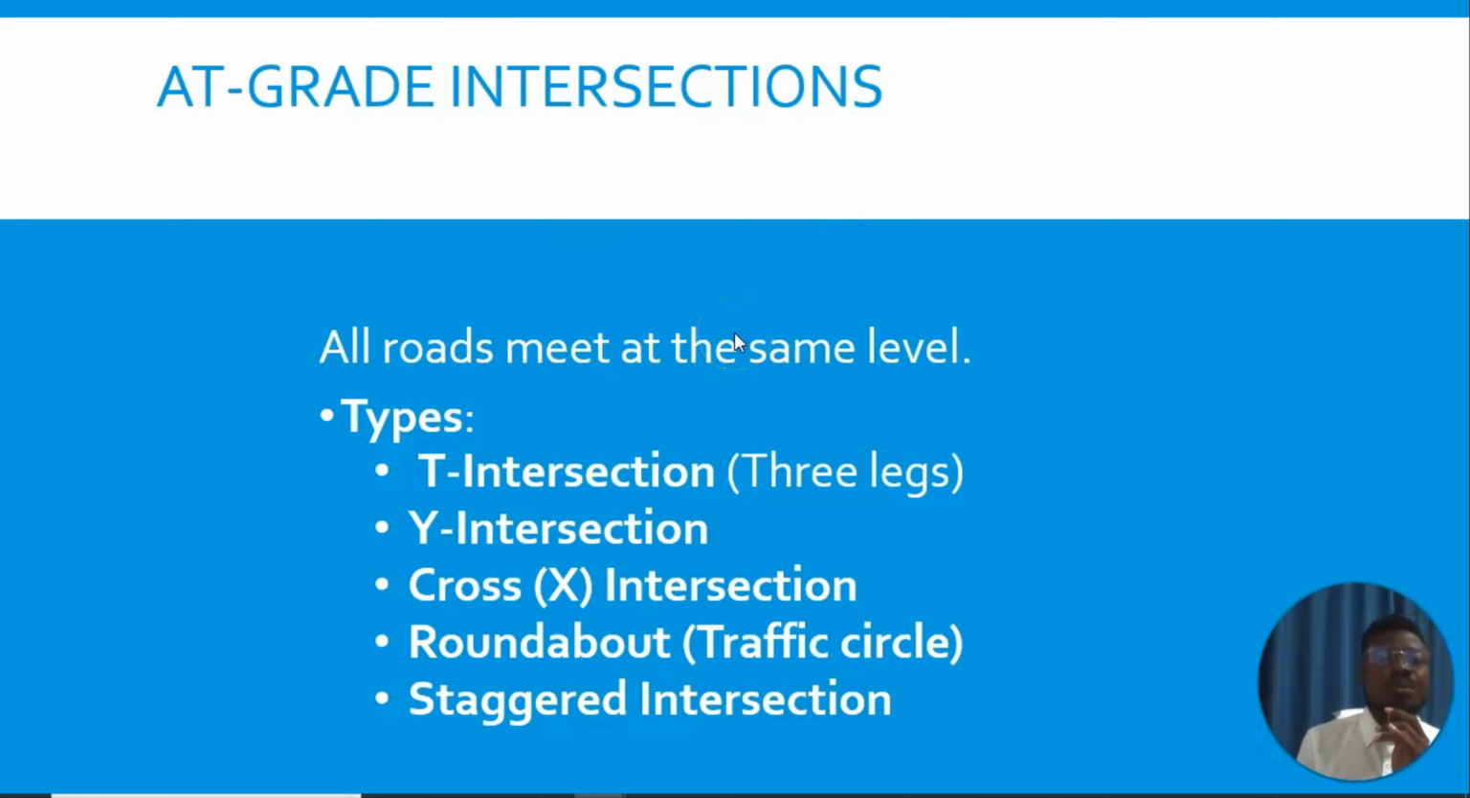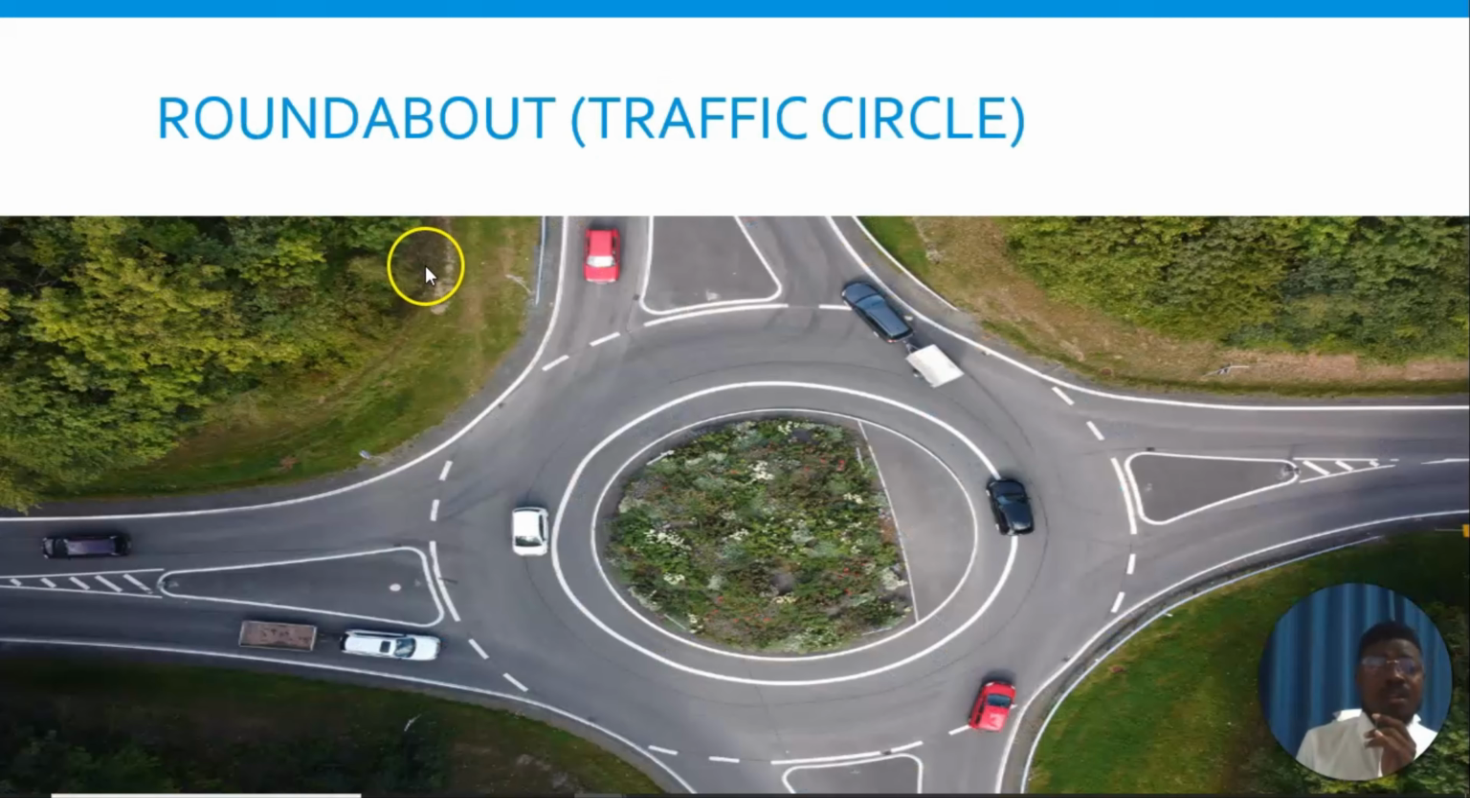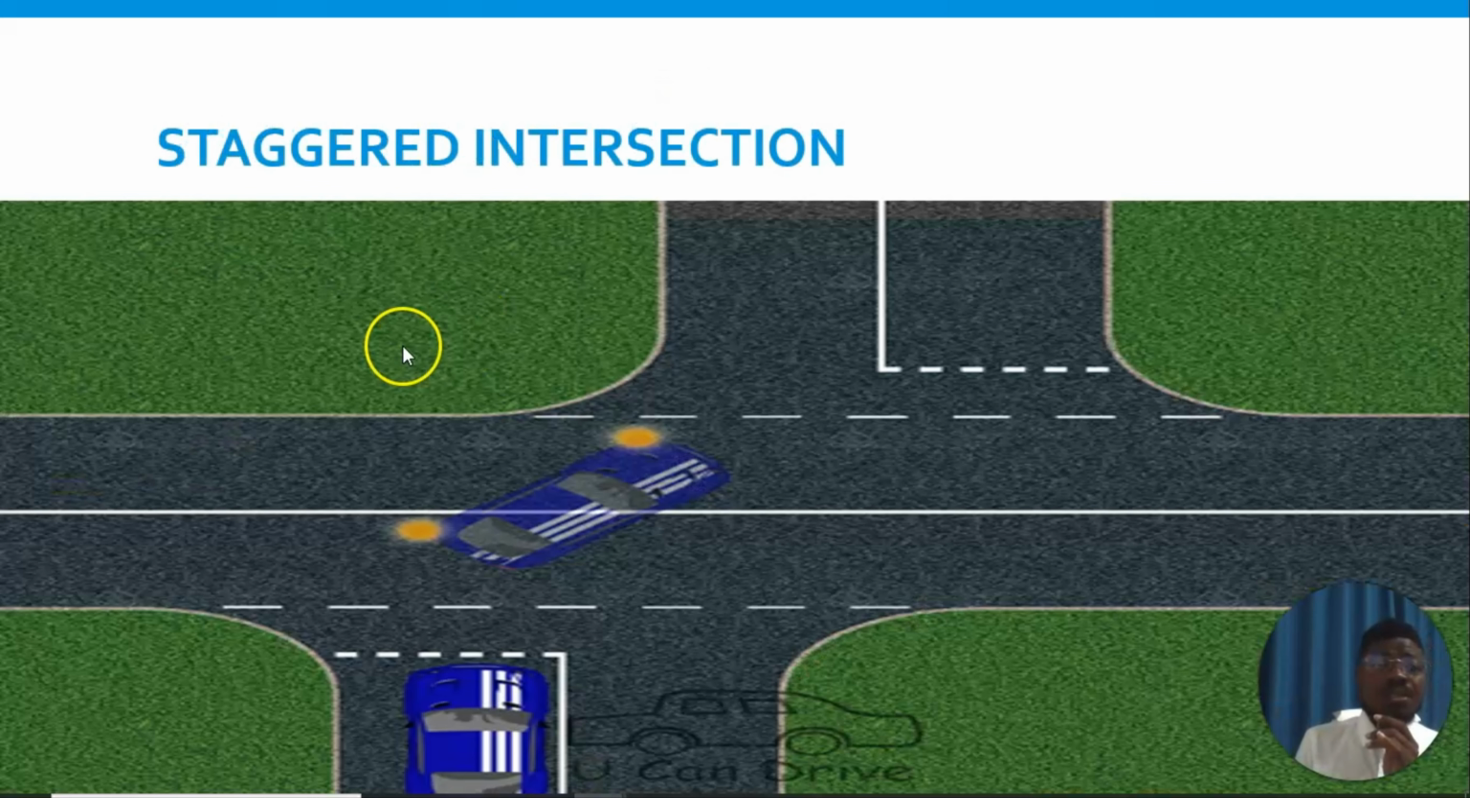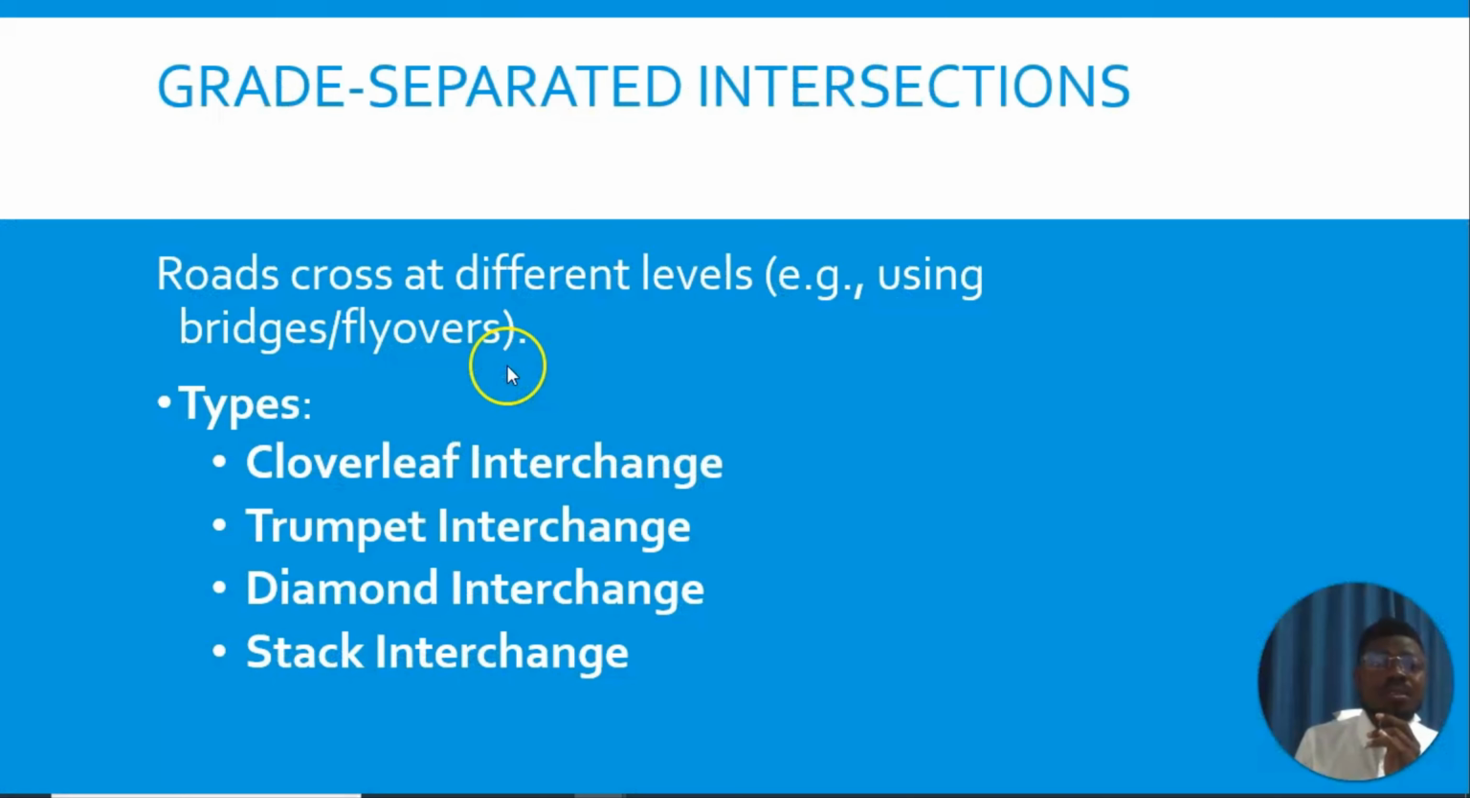So these are the types of at grade intersection we have. Like I said earlier, at grade intersection means at the same elevation, at the same plane, at the same level on the road. But when we are now moving away from at grade intersection, that is when we have what we call the grade separated intersection. We already explained that it is when they are of different heights, different elevations, or maybe flyovers, underpass, overpass. That is what we call a grade separated intersection.